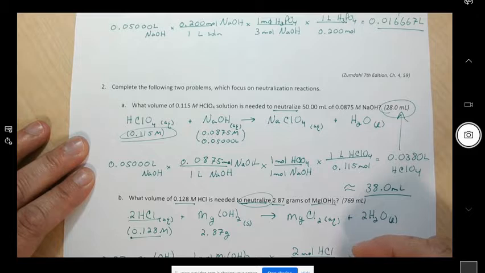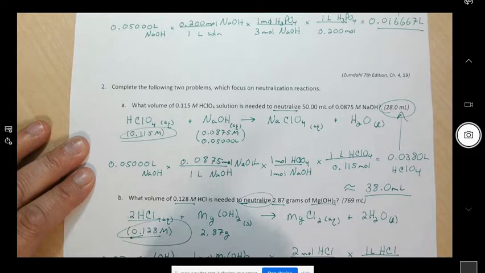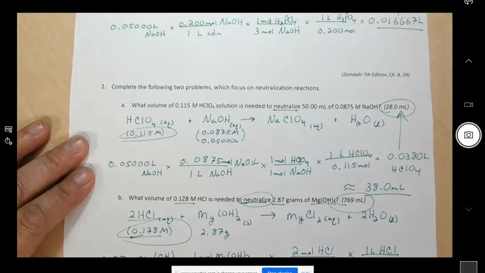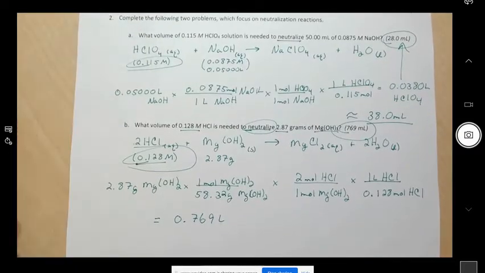And then I want volume again. So I'm going to use the concentration of my HCl. And I know for every 1 liter of HCl, we're going to react it with 0.128 moles of HCl. Okay. That gives me approximately 0.769 liters, or hopefully 769. Oh, I did again, milliliters. So check that answer in 2A, just double check that.